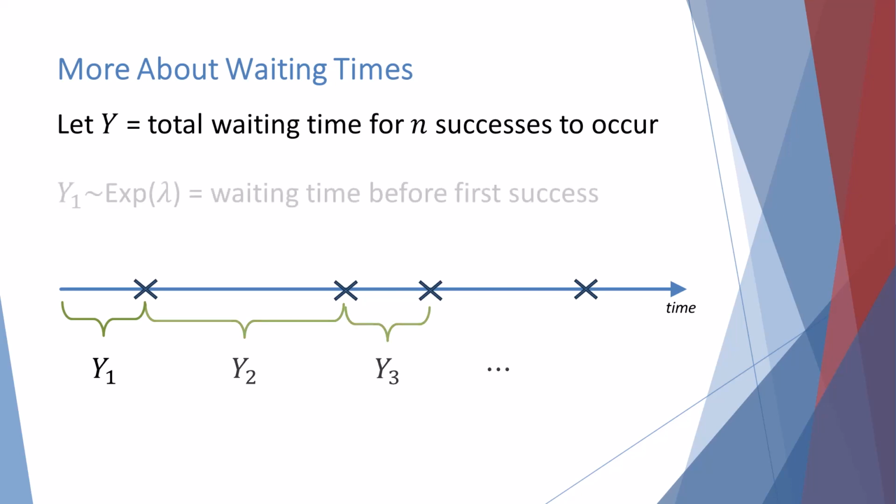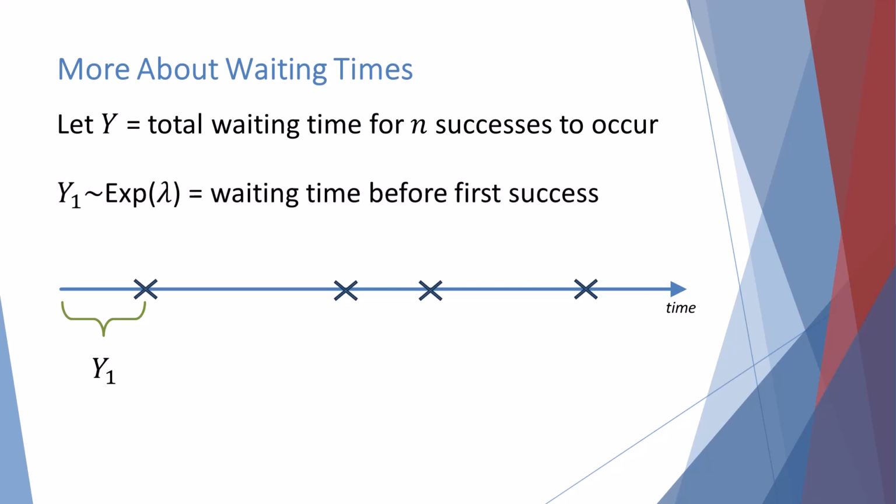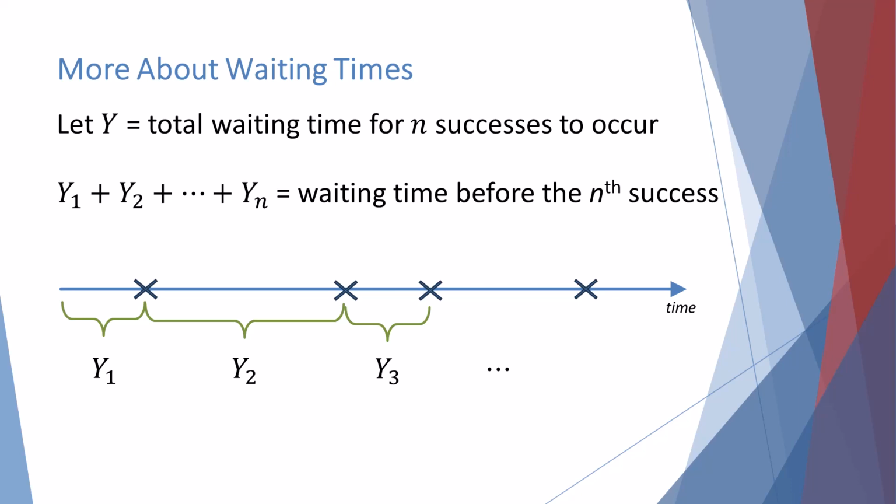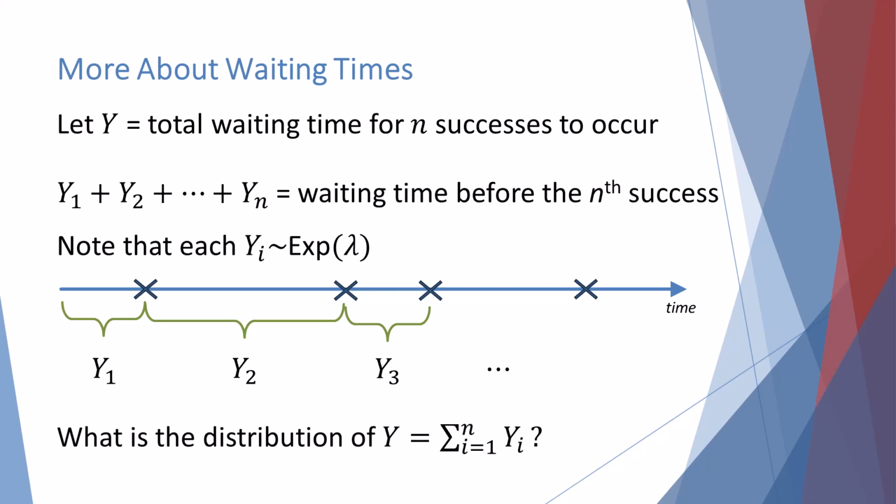Now it should be clear that y1 has an exponential distribution with parameter lambda, since this is just the time before the first success. The time before the second success is y1 plus y2. And extrapolating, we find that the time before the nth success is y1 plus y2 all the way up to yn. Now here, each y sub i is exponential with parameter lambda. So the question is, what's the distribution of y, which equals the sum of all of the y sub i's? It's a new distribution we call the gamma distribution.